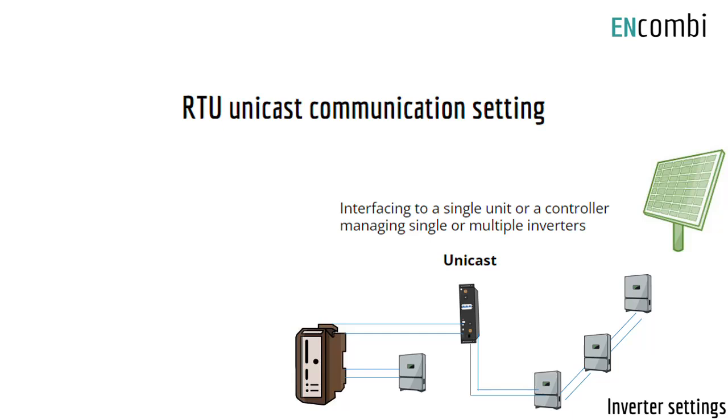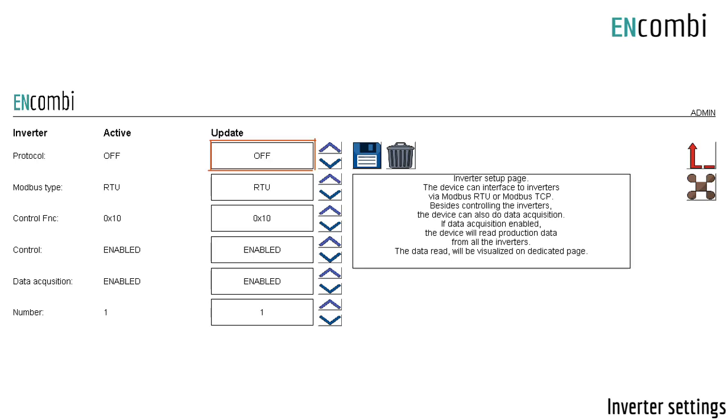Unicast is applicable when interfacing to a single unit. This can be a single inverter or a single controller managing a pool of inverters. Let's find out the Unicast setting on the EC Web. When you open the inverter setting, the first option is to select your inverter protocol type. For example, if you use a SunSpec inverter, you have to select the SunSpec protocol from the drop-down menu. Please check the Incoming website for supported inverters.